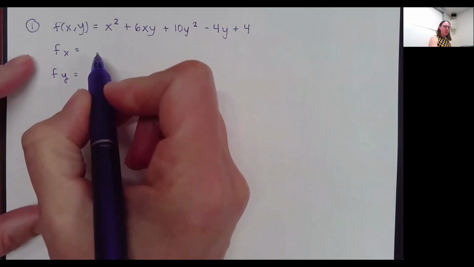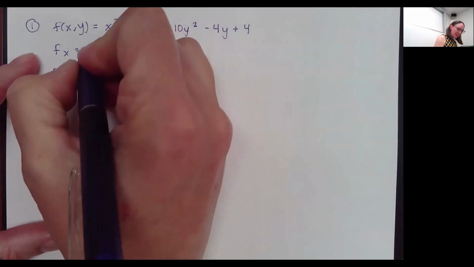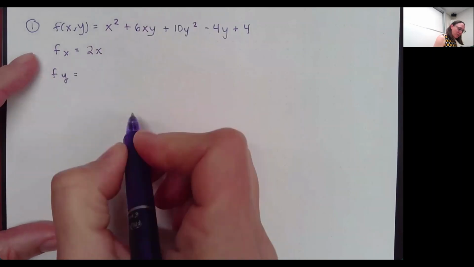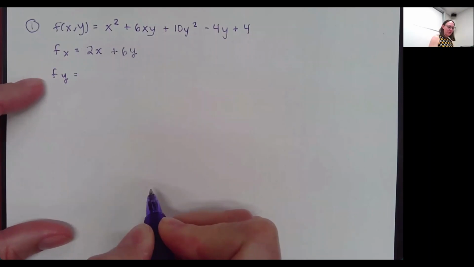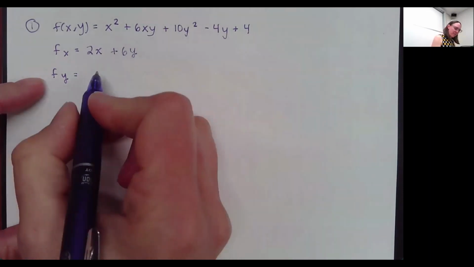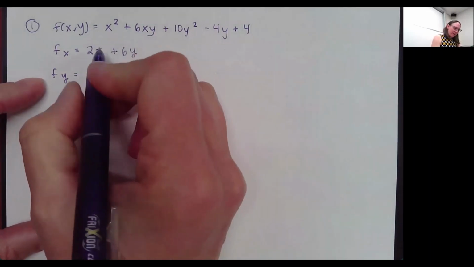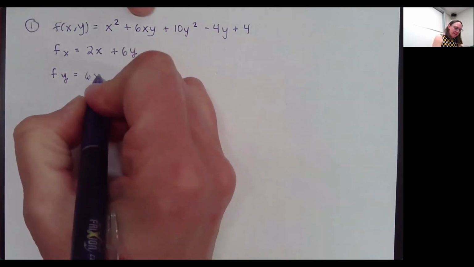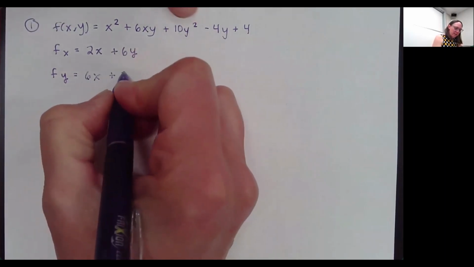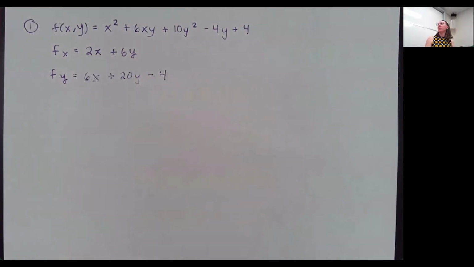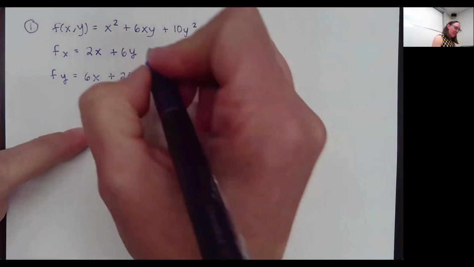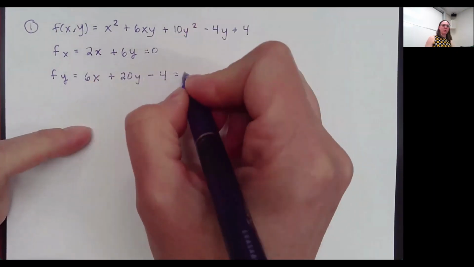For our partial with respect to x, I think I'm looking at 2x plus 6y. And for the partial with respect to y, I think I'm going to get 6x plus 20y minus 4. How'd I do on my partials? Matching up? So I'm setting both of those equal to 0.